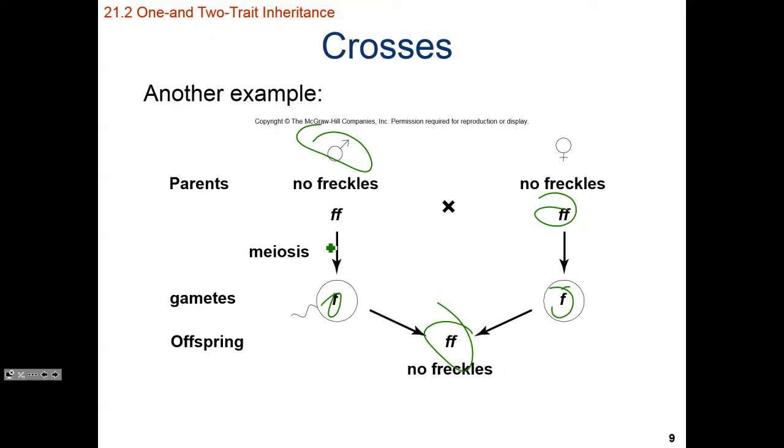Now, if mom and dad, I should say husband and wife, don't have freckles, but a kiddo is born with freckles, that should make you raise an eyebrow. Because genetically speaking, if mom can't contribute the allele for freckles, and the husband can't contribute the allele for freckles, that strongly implies that the biological father is not the husband.